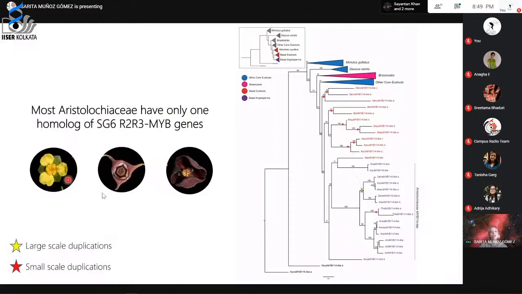So first, we wanted to do a phylogenetic approach. What you're seeing here is our phylogenetic hypothesis, well, a part of it. And here in purple, you can see all the Aristolochiaceae species evaluated. We were able to identify one large-scale duplication that was before the diversification of Asarum and Saruma, and one small-scale duplication here in red that occurred for the Aristolochia. But what I want you to remember here is that actually most Aristolochiaceae have only one homolog that corresponds to the SG6.